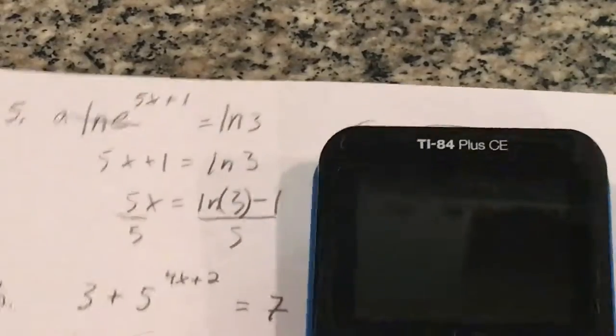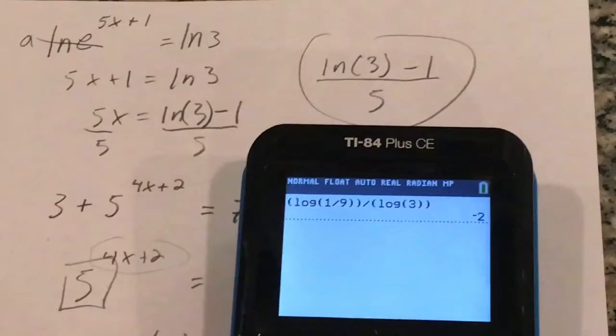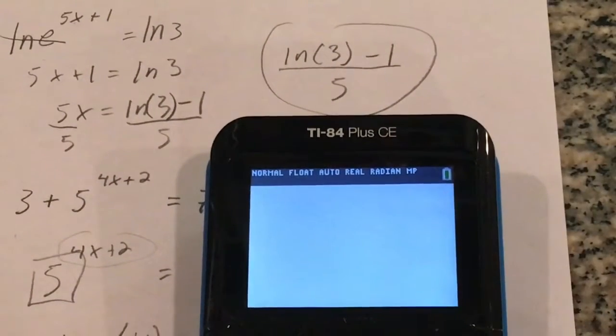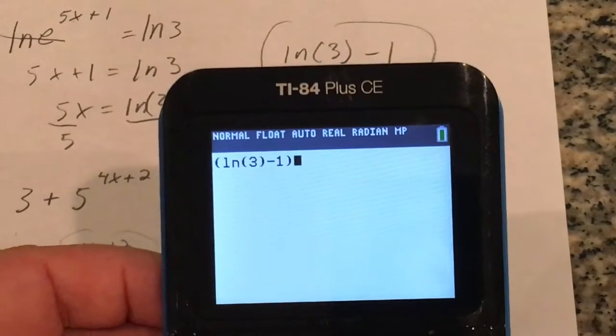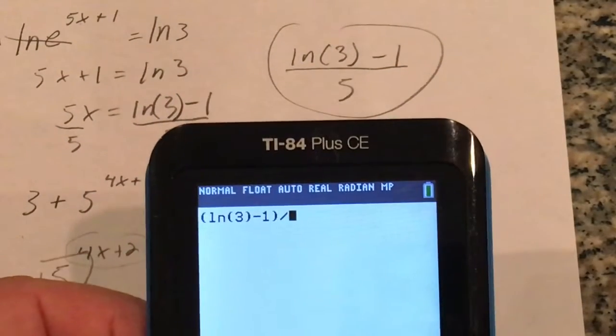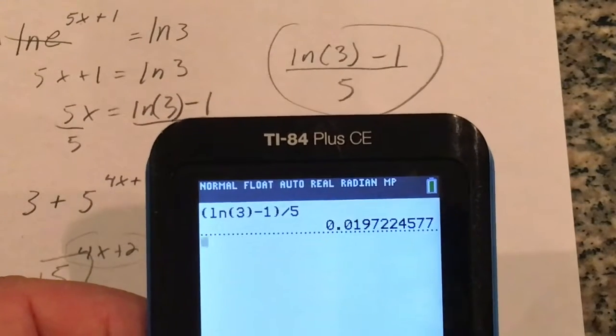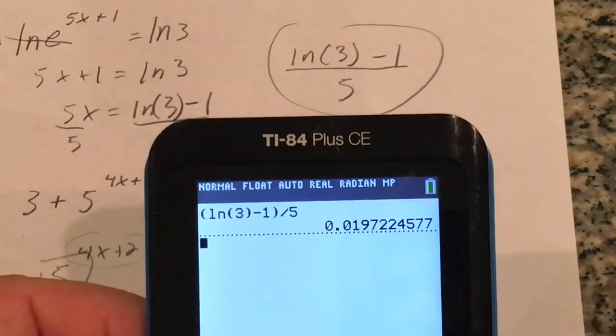We're going to get the decimal equivalent for these answers using the calculator moves. So I'm going to type this in. In order to type this in accurately, I'm going to start off with a parenthesis, and then the ln, close the parenthesis on the 3, minus 1, then close the parenthesis on the top. Now I'm going to divide that by 5. I don't have to put the 5 in parentheses because it's only one term. And my answer is 0.0197.